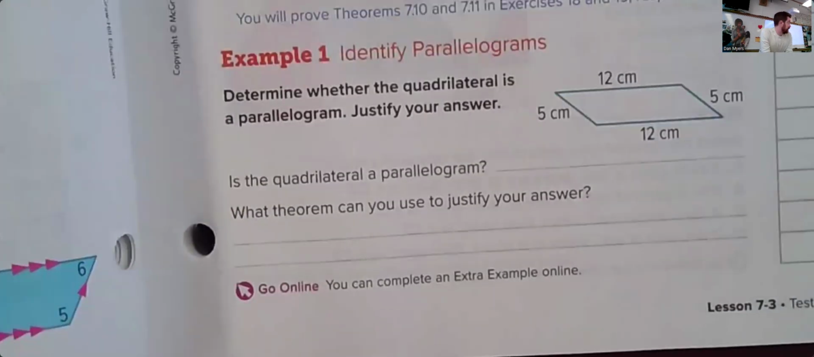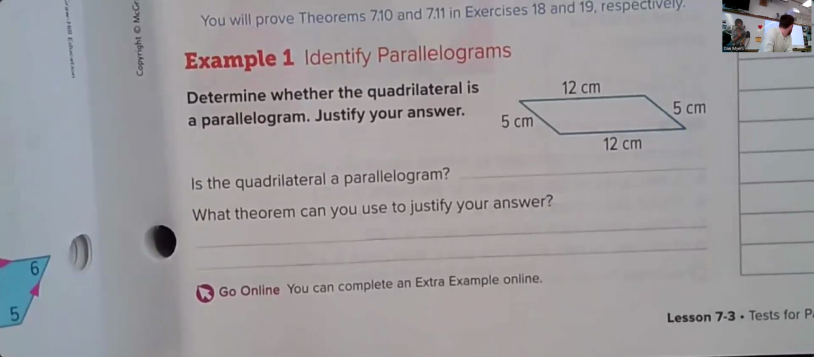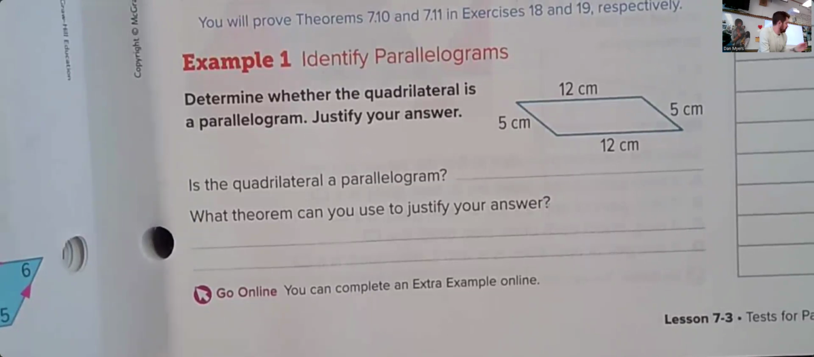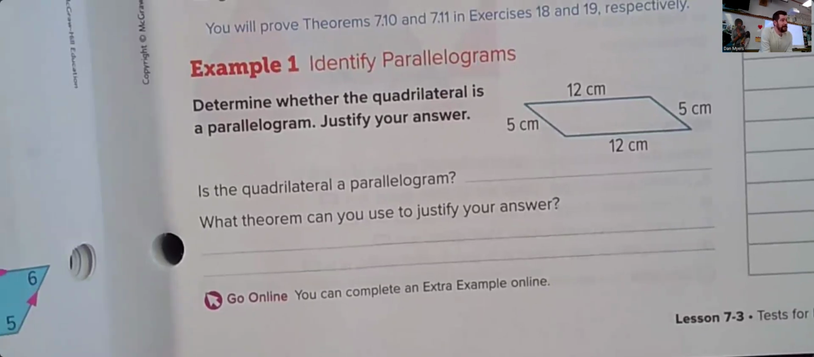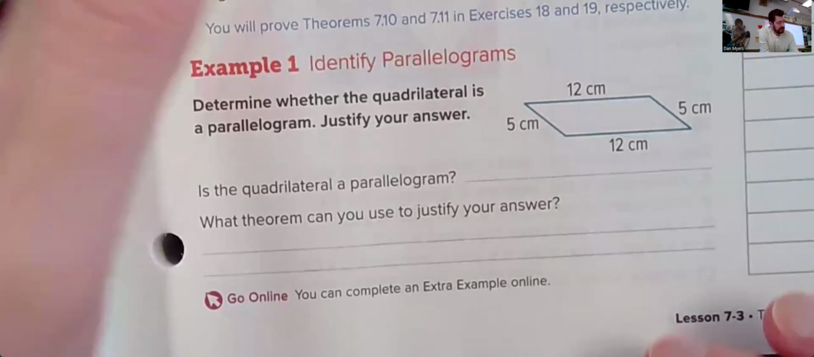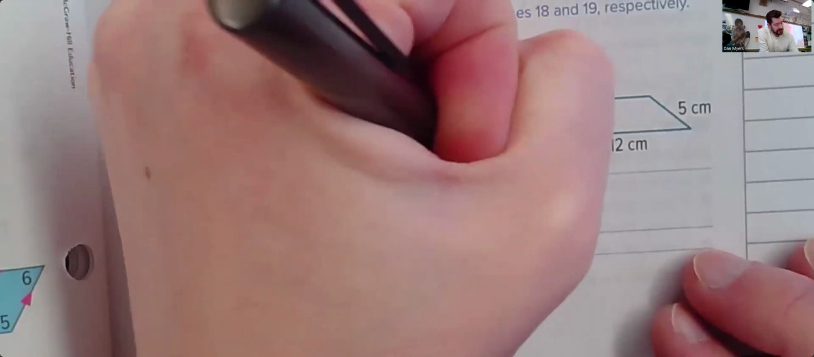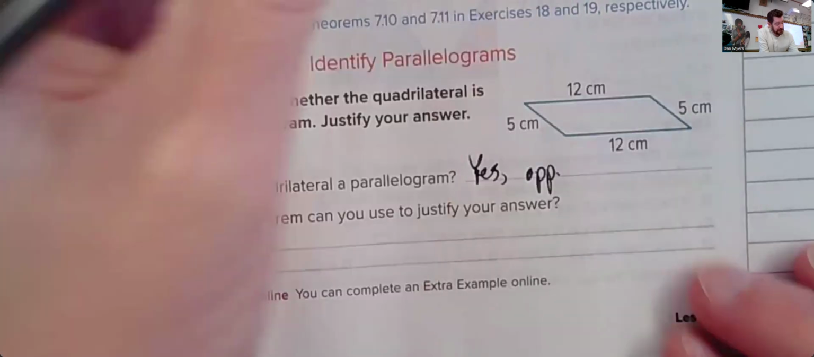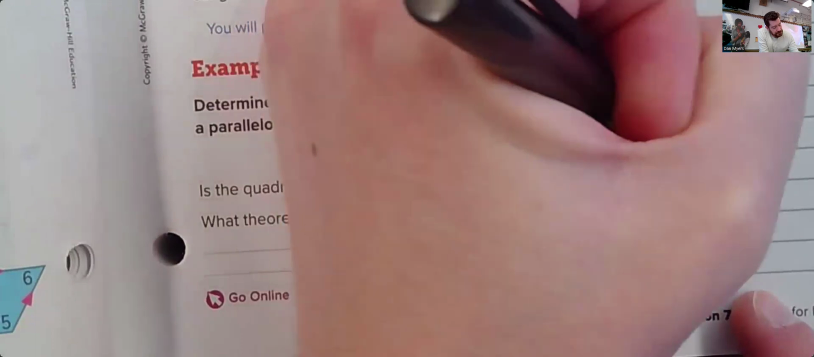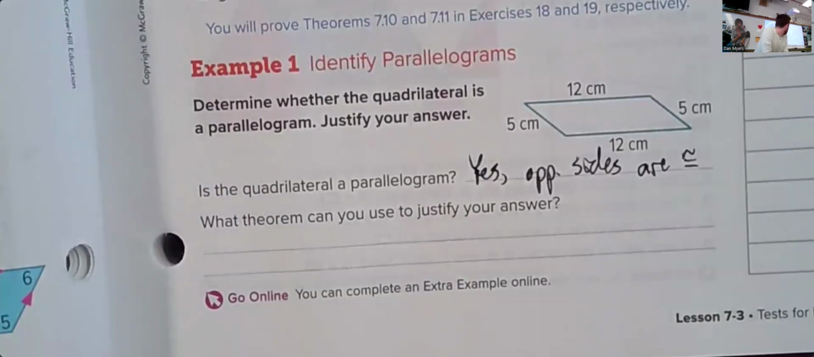So let's start taking a look here. First question, is this a parallelogram? Yeah. Why? Yeah, opposite sides are congruent. So, yes. And we can just say OPP for opposite. So, yes, because the opposite sides are congruent.